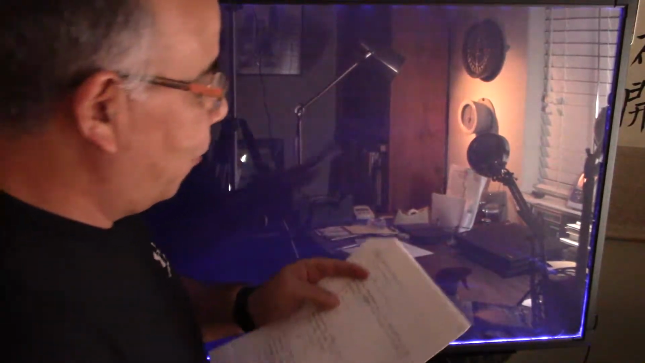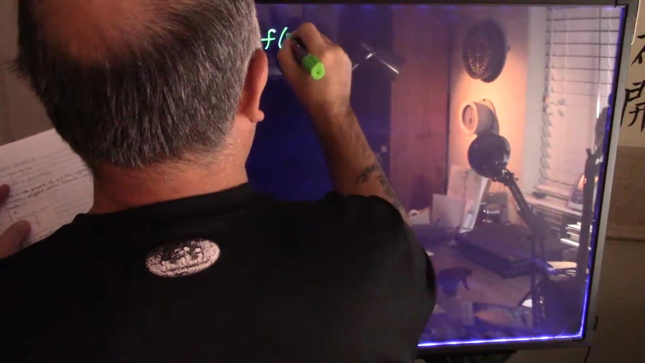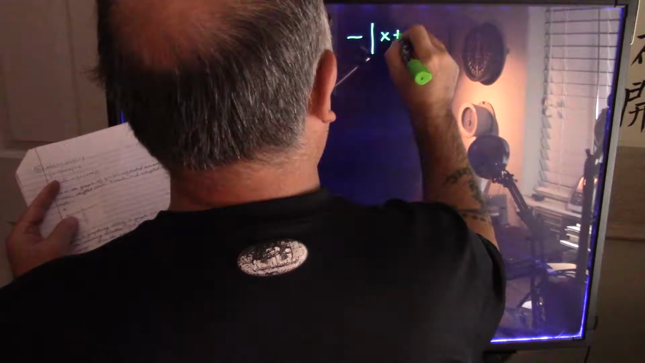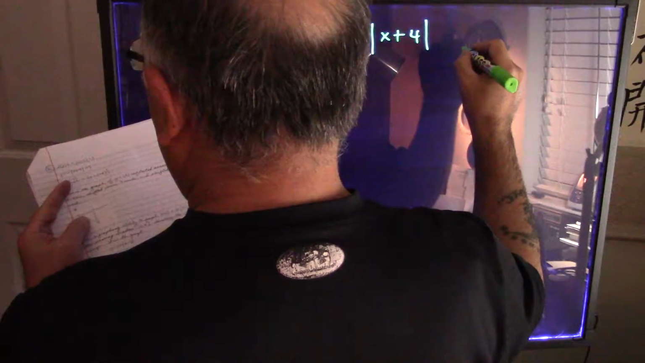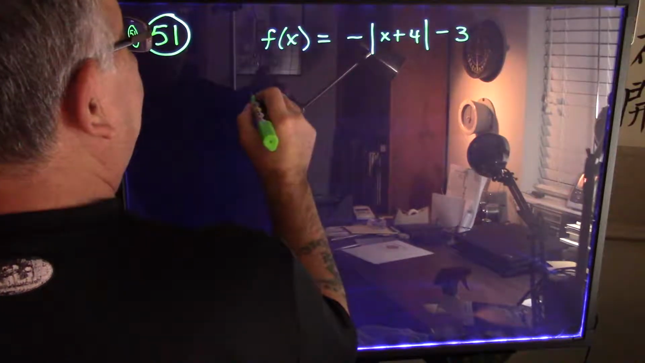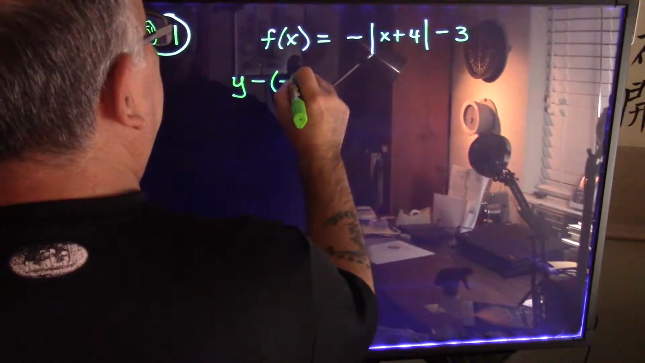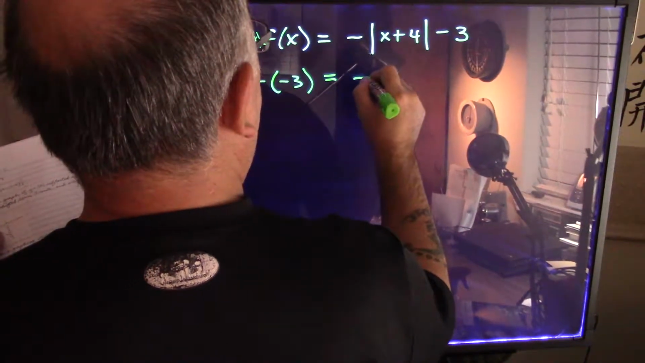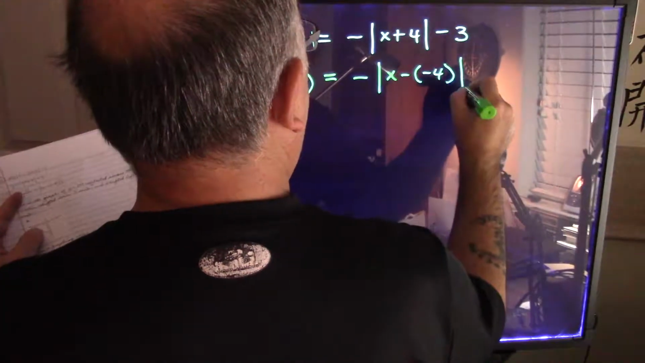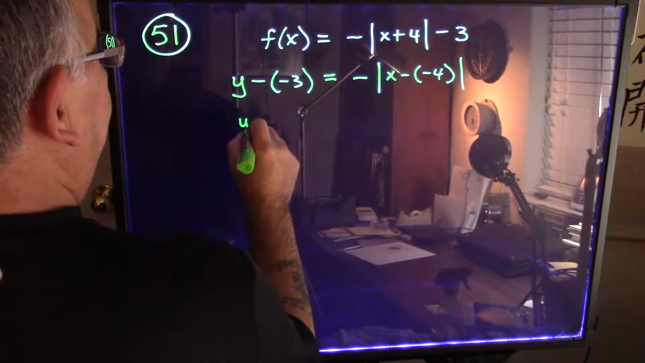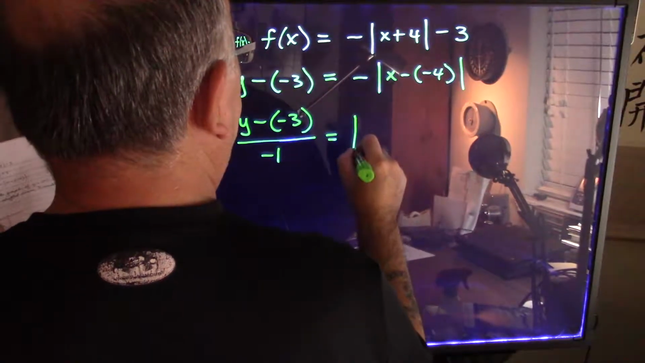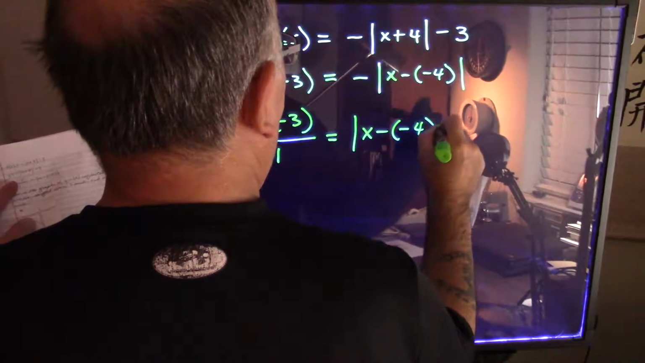So we've got f of x equals the negative of absolute value x plus 4 minus 3. So let y equal f of x and then subtract negative 3 from both sides, so you get y minus a negative 3 is equal to negative absolute value. I'm going to change that to x minus negative 4. Divide both sides by negative 1, so you get y minus negative 3 all over negative 1 equals absolute value of x minus negative 4.